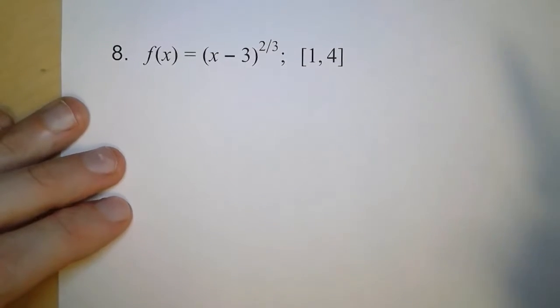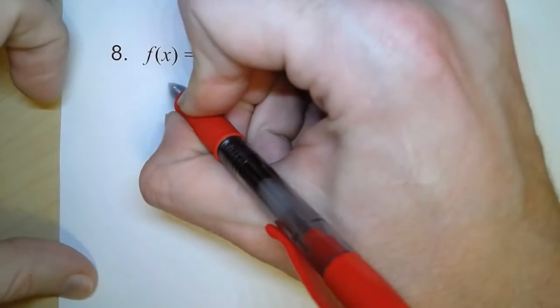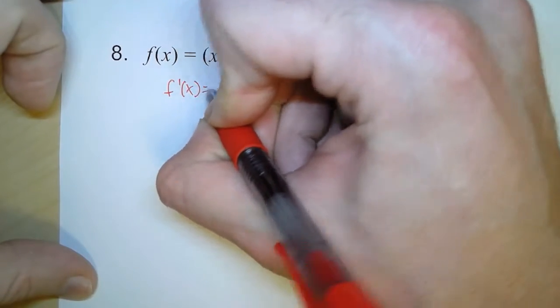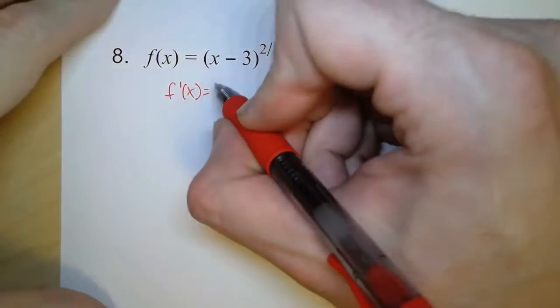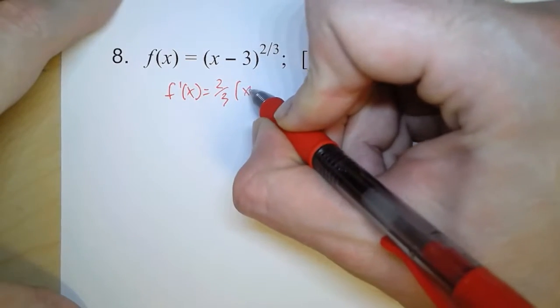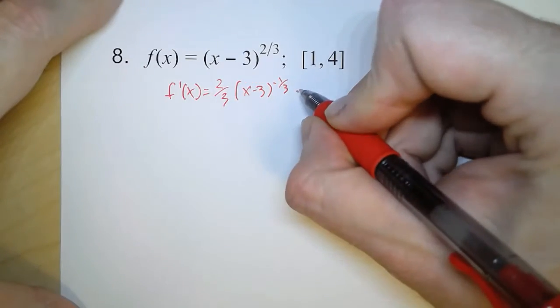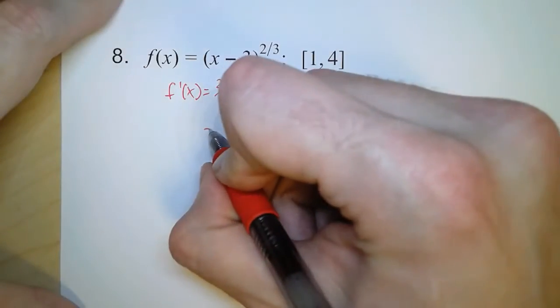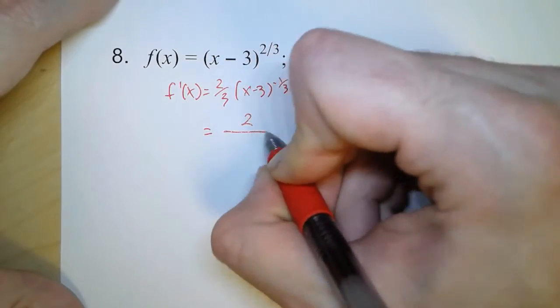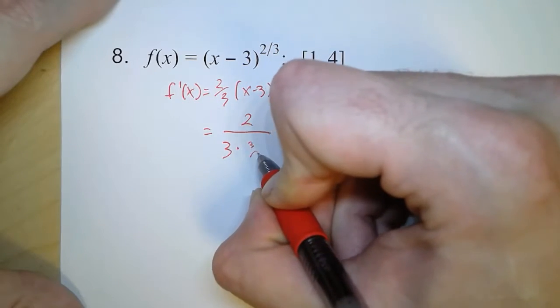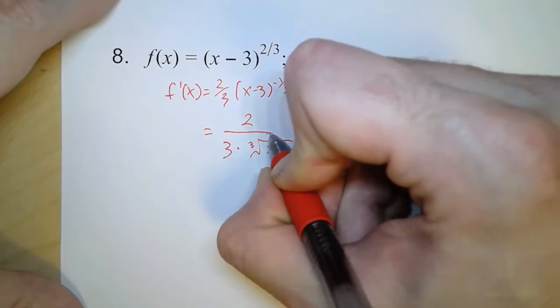Now number 8. Number 8 is a peculiar one, especially if you don't have a graph. And so to illustrate this, we're going to write what f prime is equal to. A little bit of chain rule, but it's a pretty simple chain rule. If we take the derivative, we get 2/3 times x minus 3 to the negative 1/3, times the derivative of the inside, which is just 1. Now let me rewrite that as a fraction with radicals. So we have 2 over 3 times the cube root of x minus 3.